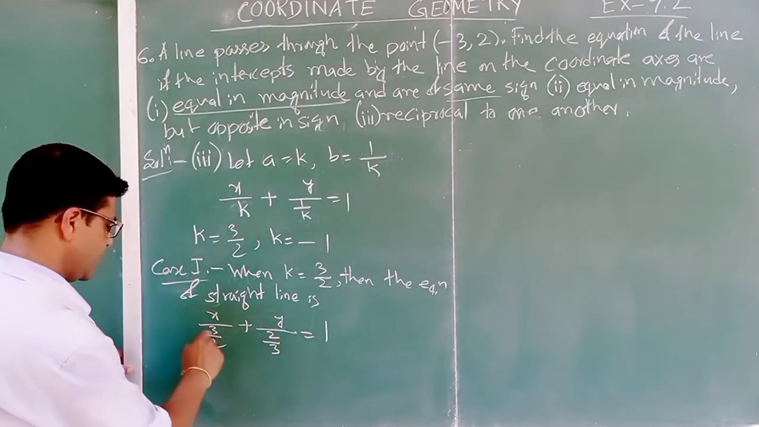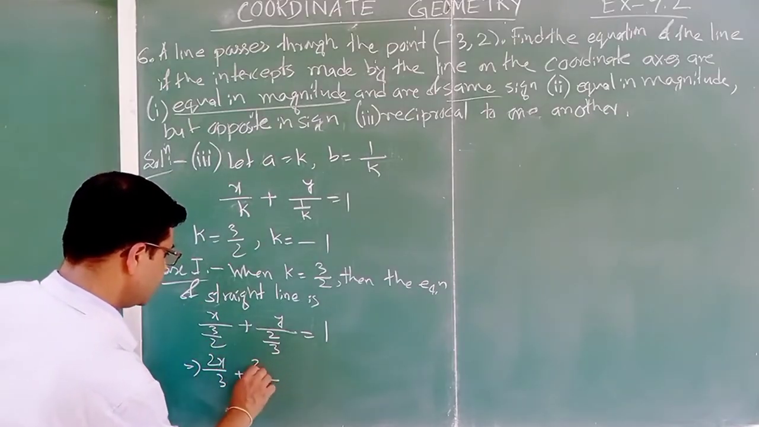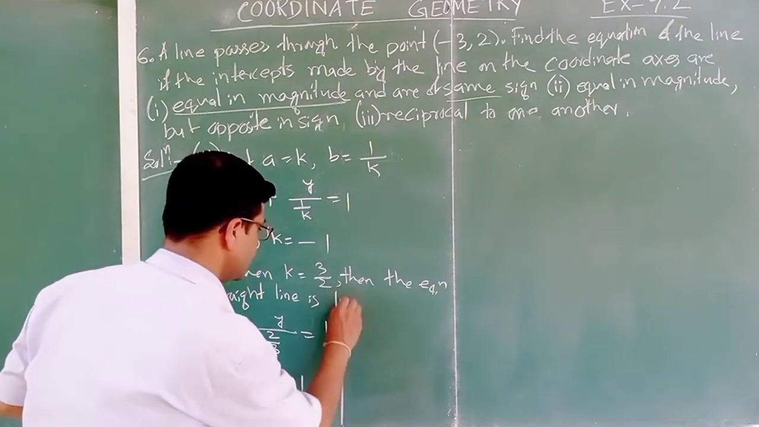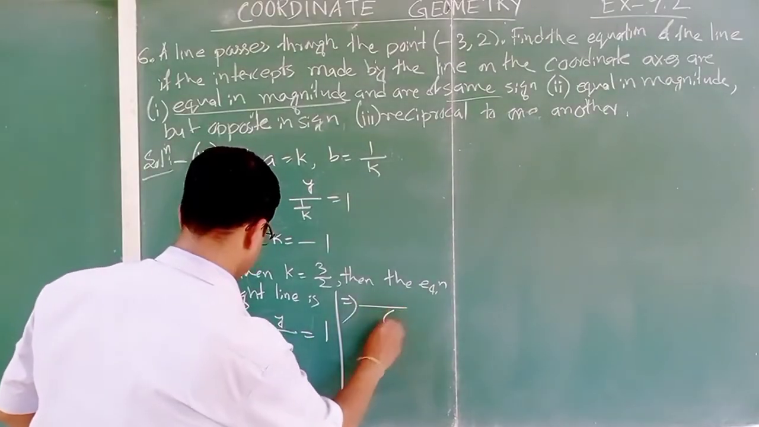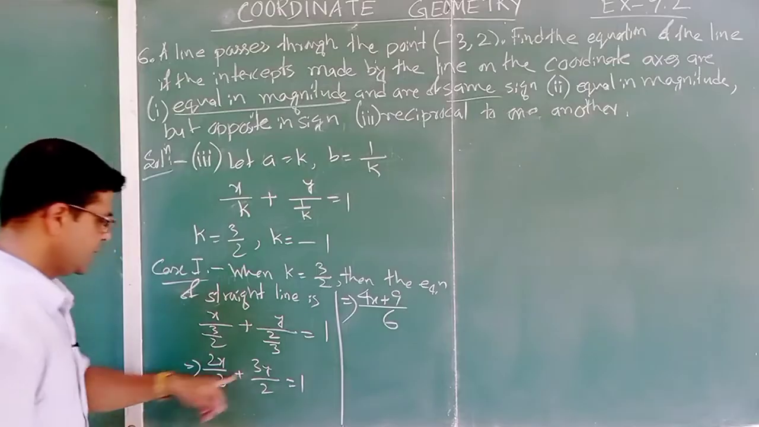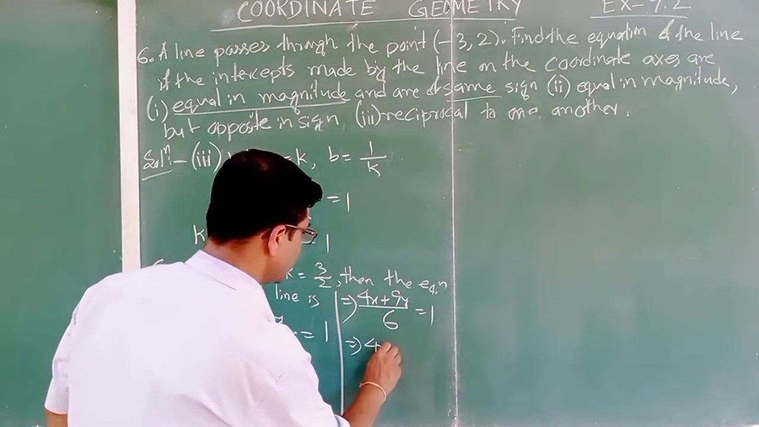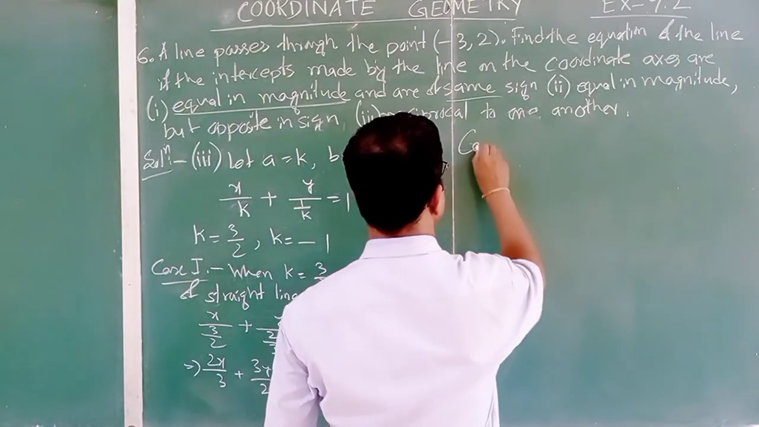So if we take the reciprocal, it will be twice x by 3 plus 3y by 2 is equal to 1. Let us try to simplify here only because there is one more case. LCM is 6: 2 times 2 is 4x plus 3 times 3 is 9y is equal to 6. So this is one equation, 4x plus 9y equals 6.